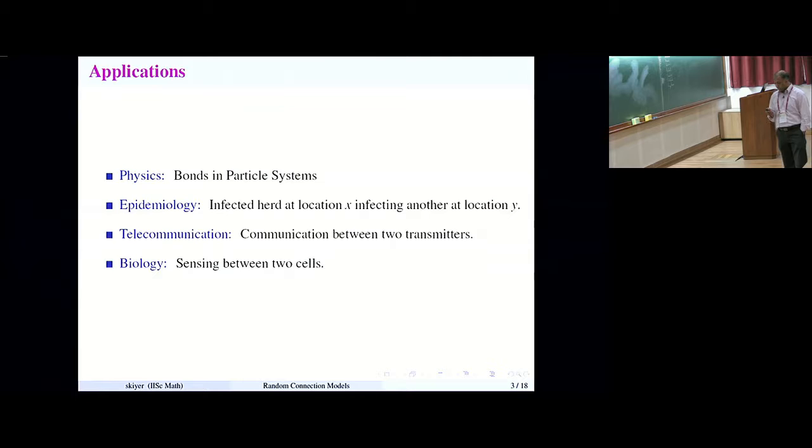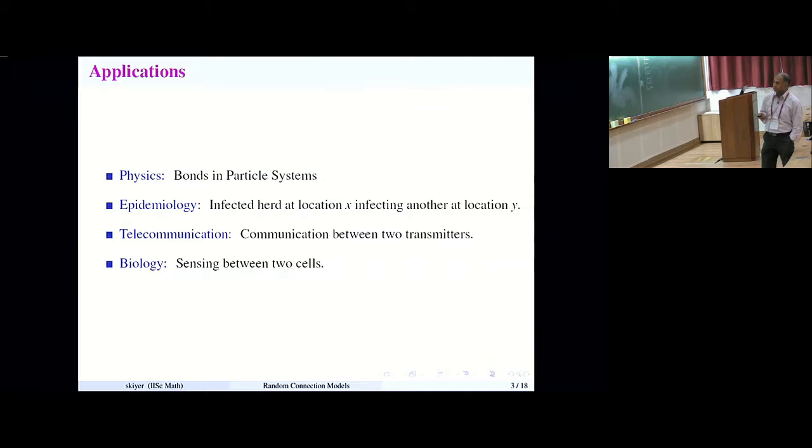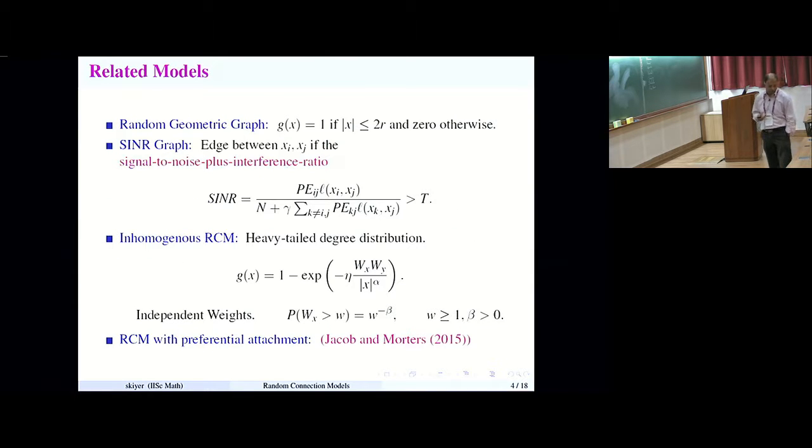This graph has appeared in many applications in physics, in epidemiology, in telecommunication, wireless networks, and in biology. This model was introduced in 1991 in a paper by Mathew Penrose. There are some related models which have been studied quite extensively in the recent past. One is the random geometric graph, or in two dimensions, also called Gilbert's disk model.